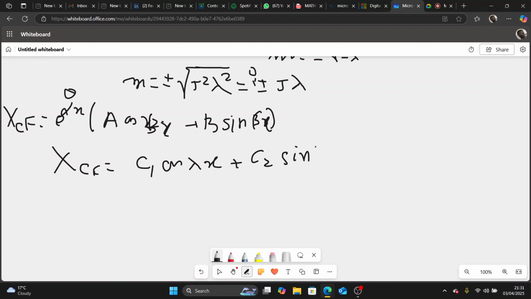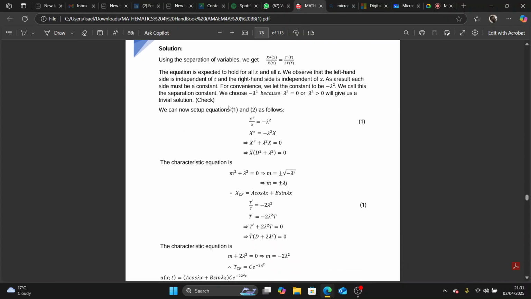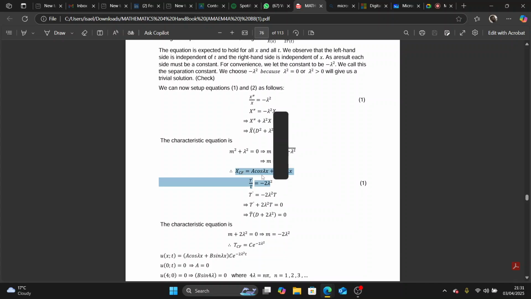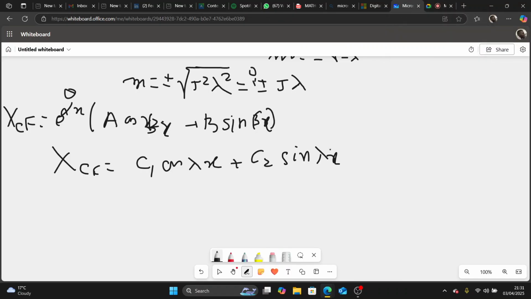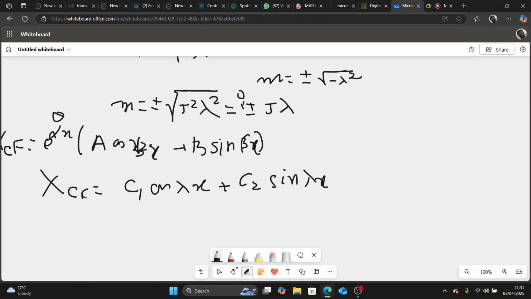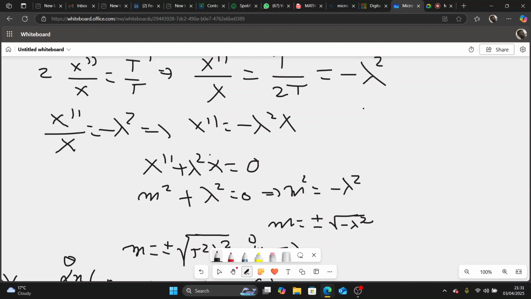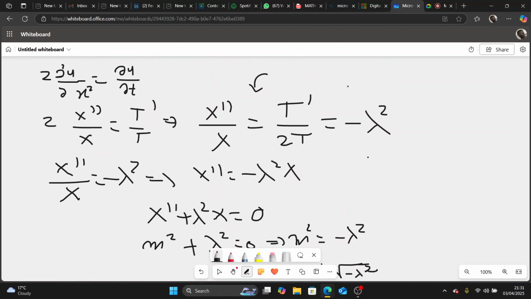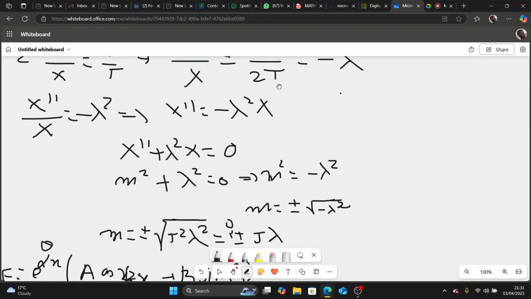So far, so good. Now let's double check we're on the right track. That's what they get, but they are calling them A, B. It doesn't matter. I just like calling them C. So you do the same. You also take this part of T and equate it with this. Do you see what we are doing?